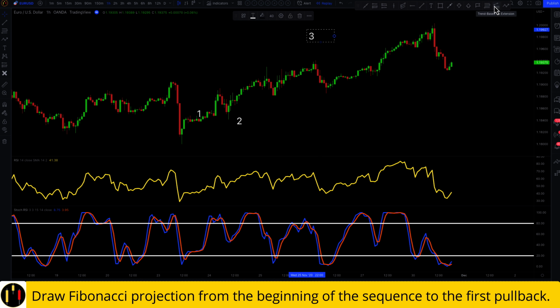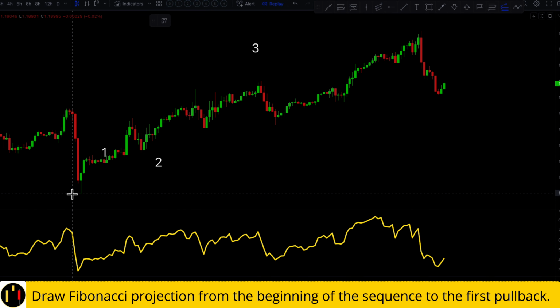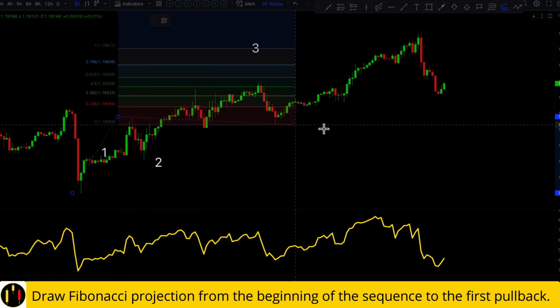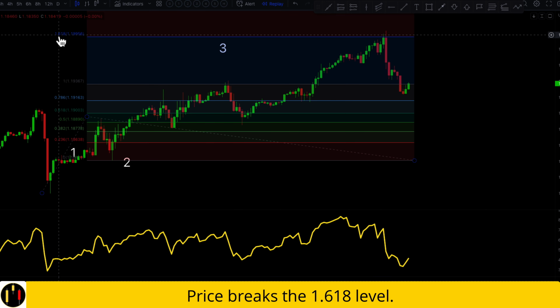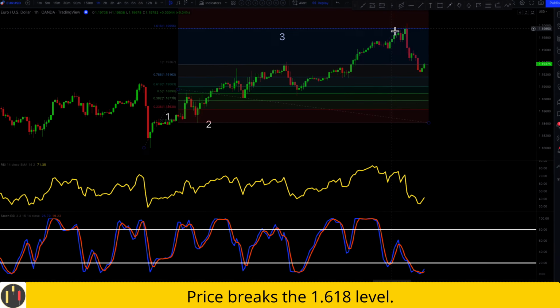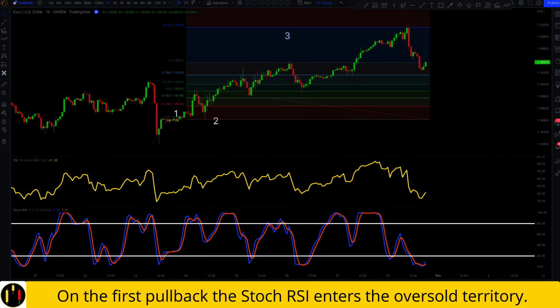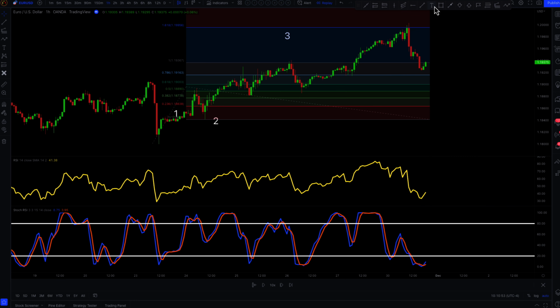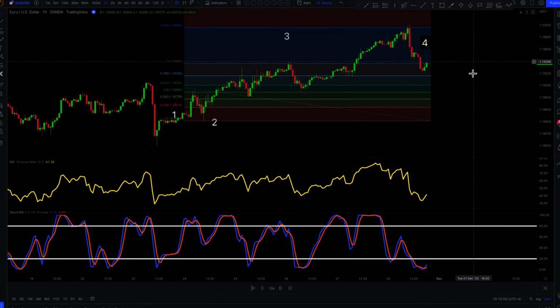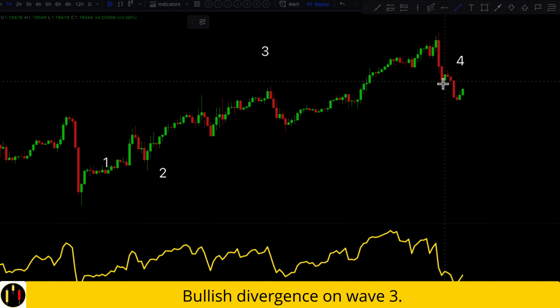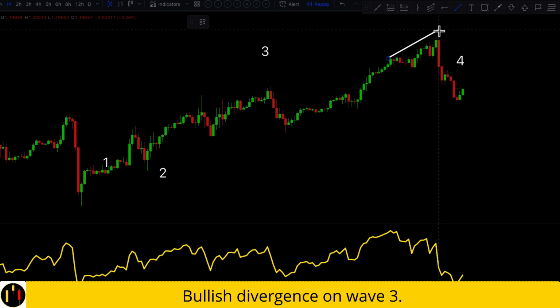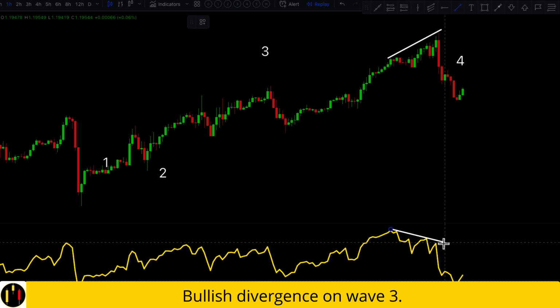We're going to draw a Fibonacci projection from the bottom of wave 1 to the top and then to the bottom of wave 2. We're going to see that price moves above the 1.618 level and then pulls back and takes the stochastic RSI into the oversold territory. That is going to be wave 4. We're going to confirm divergence on wave 3, a higher high on price, and a lower high on the indicator.